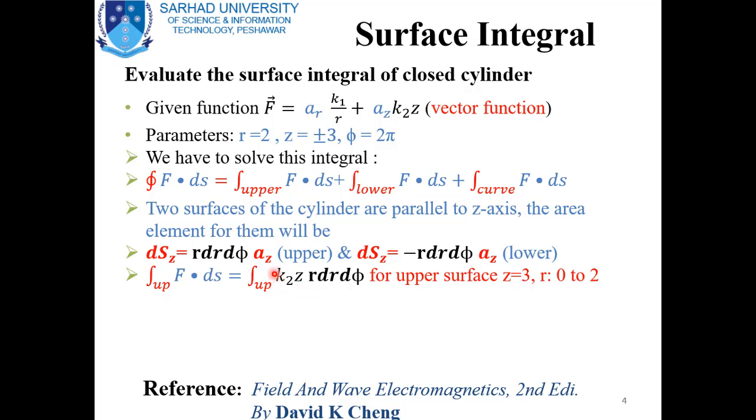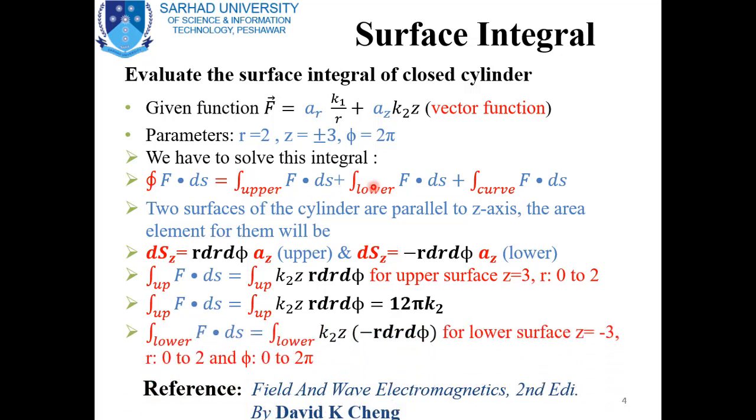Now we will integrate this integral for some limits. For the upper surface, z is fixed, which is equal to 3, and r can be varying from 0 to 2, and the plane angle is also varying from 0 to 2 pi. By taking the integration with these limits, our integral will give us 12 pi k2. This is the answer of the surface integral for the upper surface.